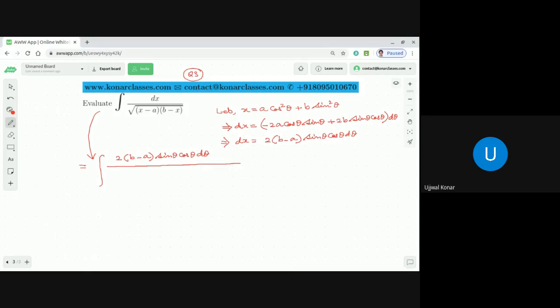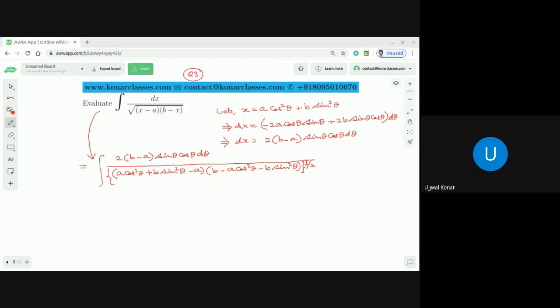x is what? a cos square theta plus b sine square theta. Correct or not? Yes. a cos square theta plus b sine square theta minus a, into b minus a cos square theta minus b sine square theta. So the entire thing is power 1/2. Correct or not? Yes.